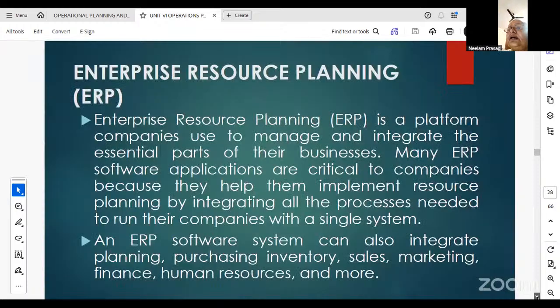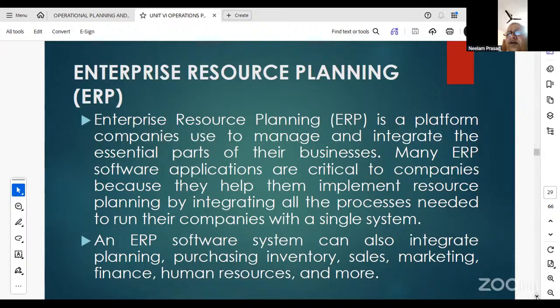Now we come to enterprise resource planning. Next. ERP is a platform companies use to manage and integrate the essential parts of their businesses. Many ERP software applications are critical to companies because they help them implement resource planning by integrating all the processes needed to run the companies with a single system. An ERP software system can also integrate planning, purchasing, inventory, sales, marketing, finance, human resources, and more. So now it is total integration.